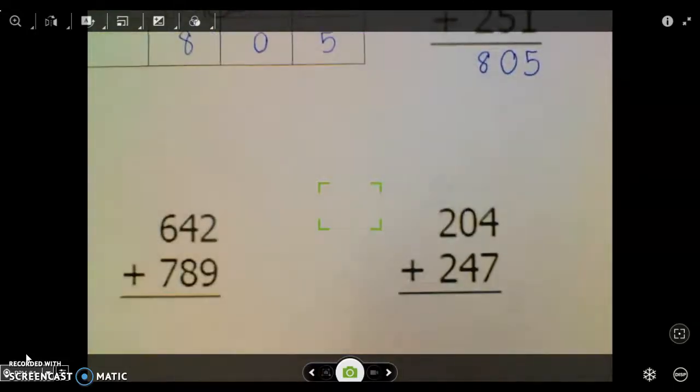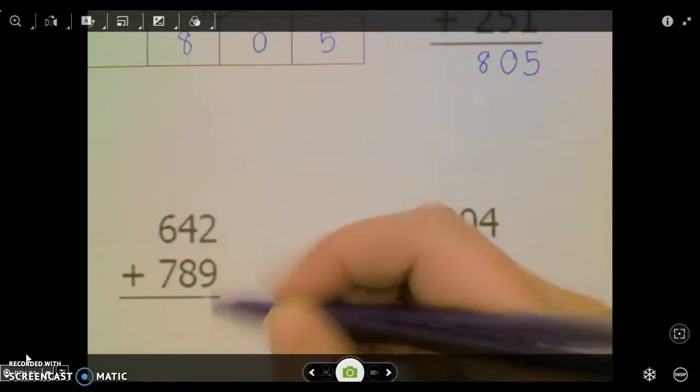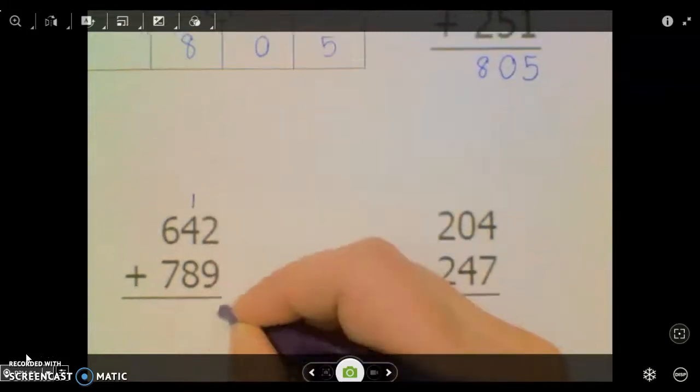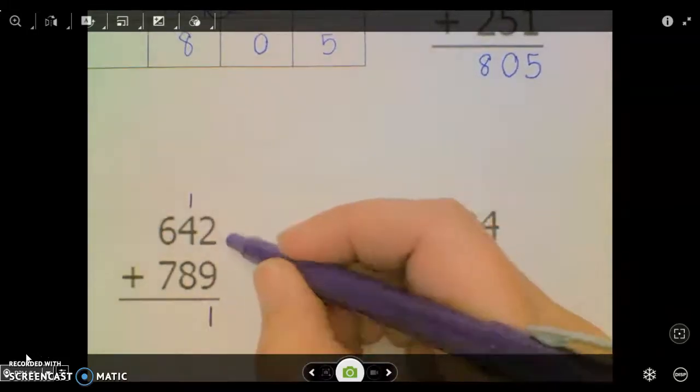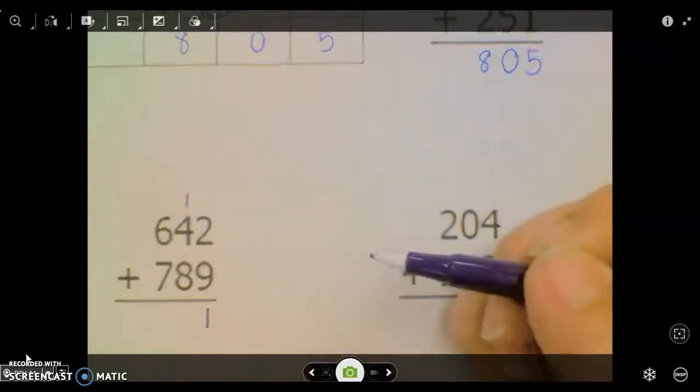So I have 2 plus 9 is 11. I can only put 1 down here, so I'm going to regroup 10 of them and put it in my tens place and leave the 1 down here. So 2 plus 9 is 11. I leave my ones and carry my 10.